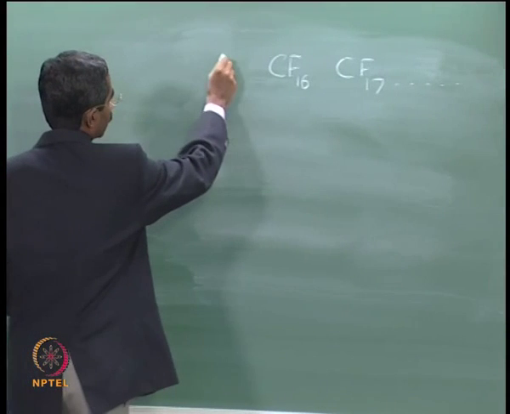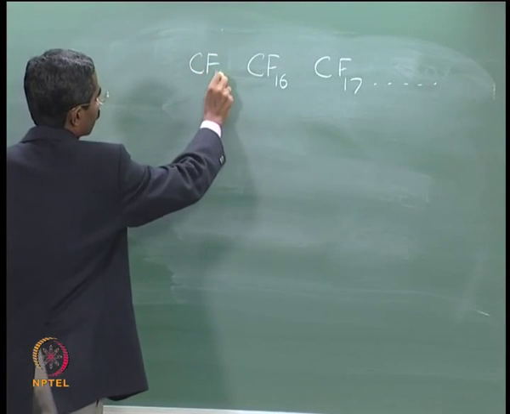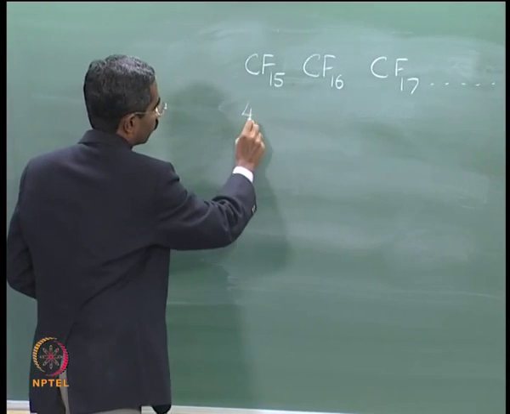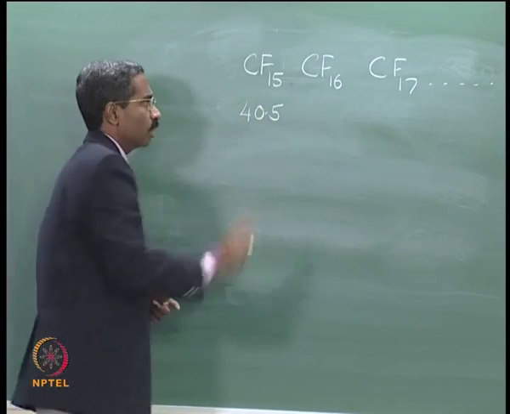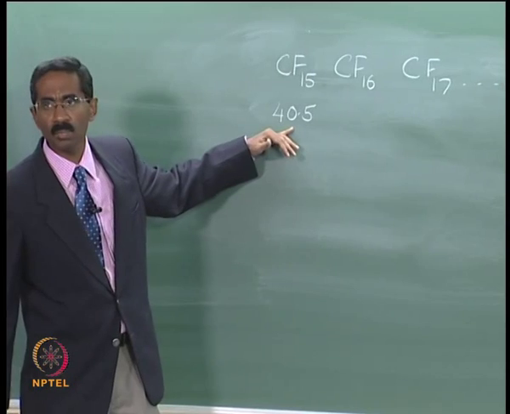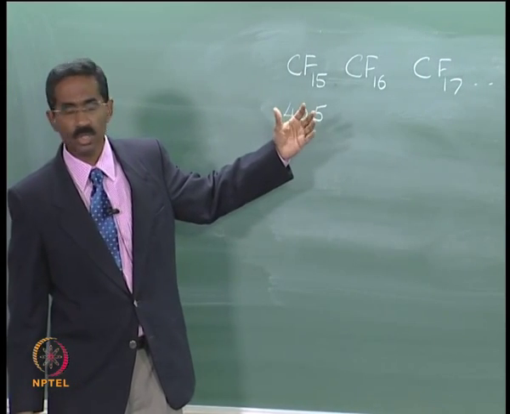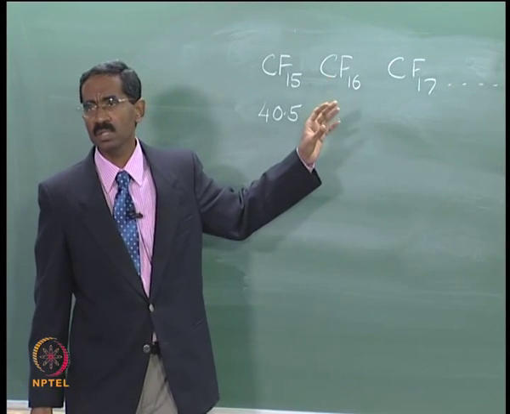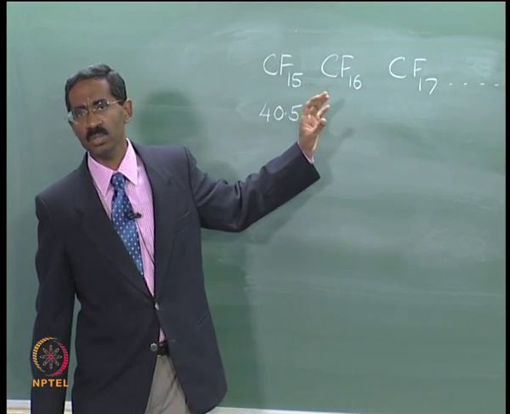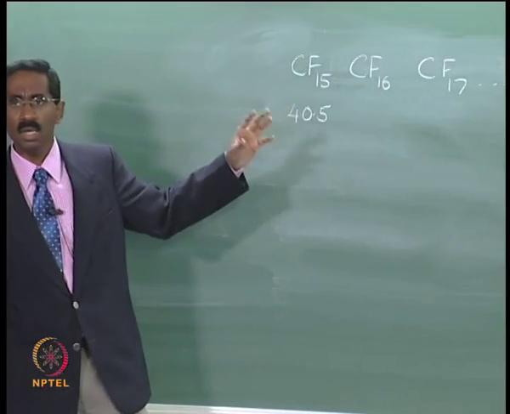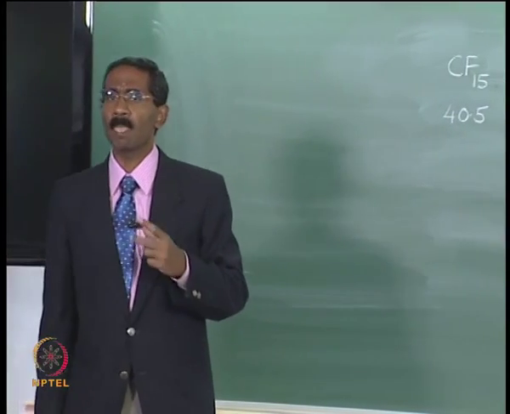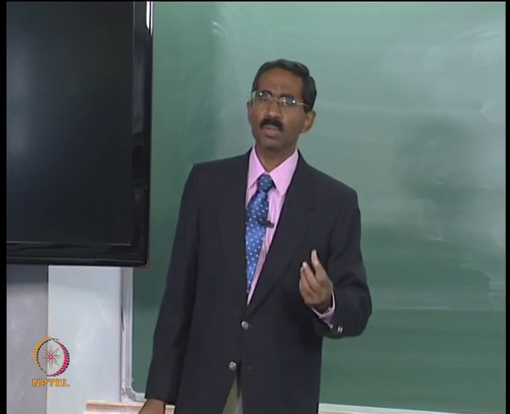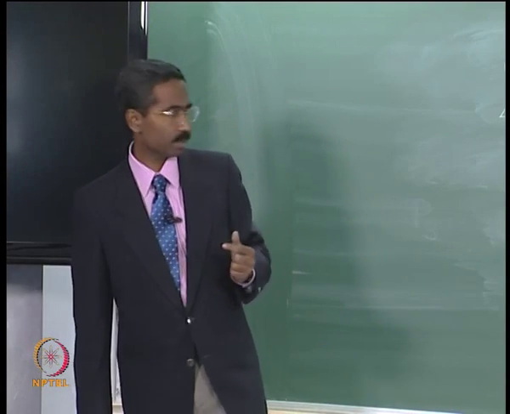So we have cash flows in year 15 which is 40.5. So cash flows in year 16 is going to grow by a percentage over cash flows in year 15. Cash flows in year 17 will grow by a certain fixed percentage as compared to year 16, and so on. So this is what we can call a perpetuity cash flow stream growing at a steady growth rate.